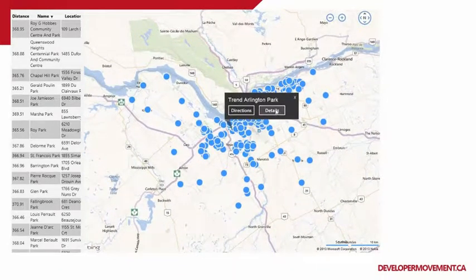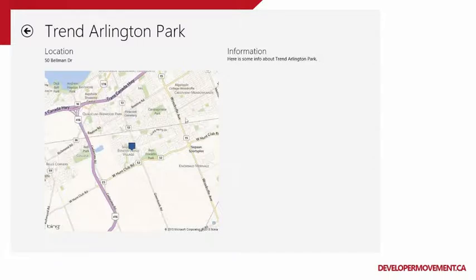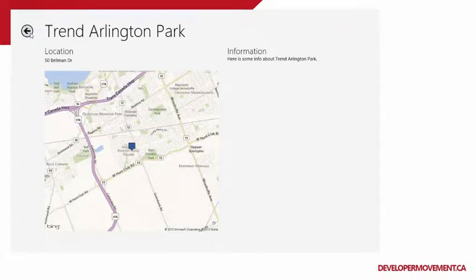So not very close to the Toronto area, but if there's more data out there, you could definitely use it. You notice that we set the hockey rink finder, the app title. We set it through the configuration.